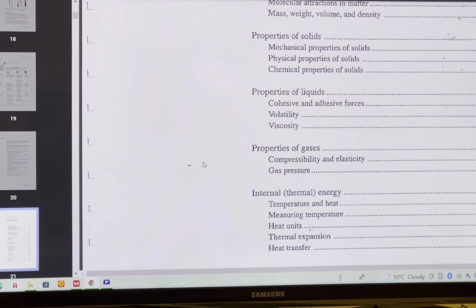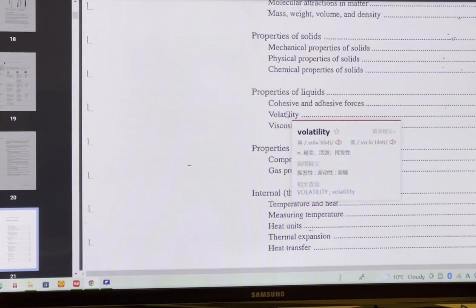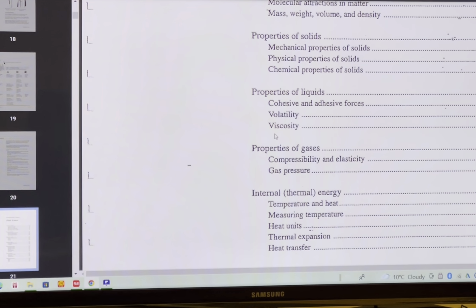Next, we'll be talking about the properties of liquid, cohesive and adhesive force, volatility, and viscosity. Next, properties of the gas.